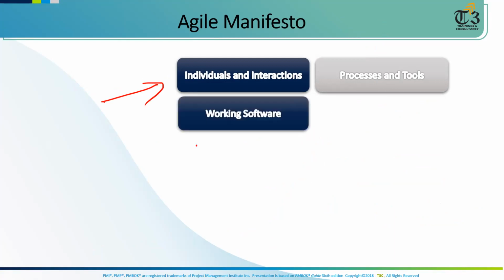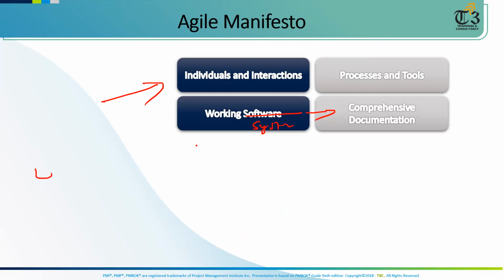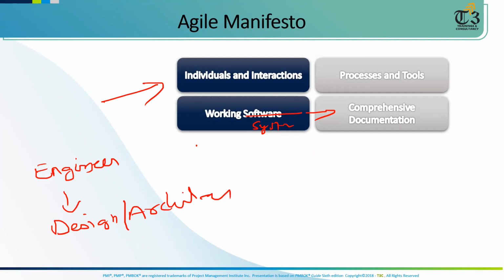The second point is working software, or nowadays they change it to working system, is better than comprehensive documentation. If you guys are engineers, what is the task of an engineer? Making the designs, right? Or maybe they could be architects. So ultimately their task is what? Technical. Yes or no?